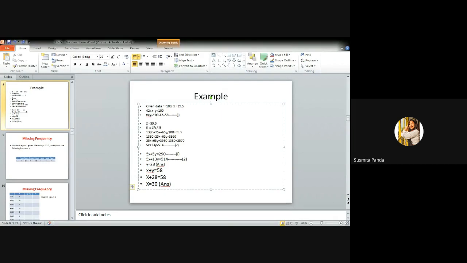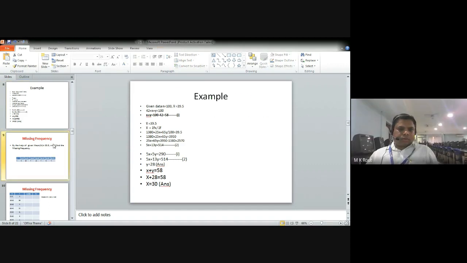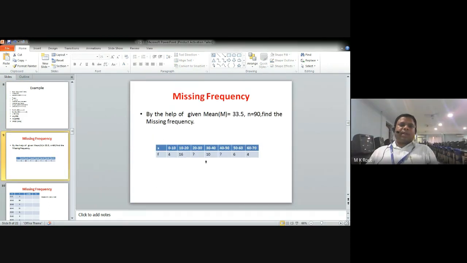Shall I move to the next slide? Yes, sir. Try to solve another one. We have the mean given as 33.5 and the number of observations is 90. Find the missing frequencies in the given frequency distribution table. We have 0 to 10, the frequency is 4; 10 to 20, frequency is 16; 20 to 30, the frequency is missing. Similarly, 30 to 40, that is 10, and 40 to 50, the frequency is also missing. Again, 50 to 60, the frequency is 6.